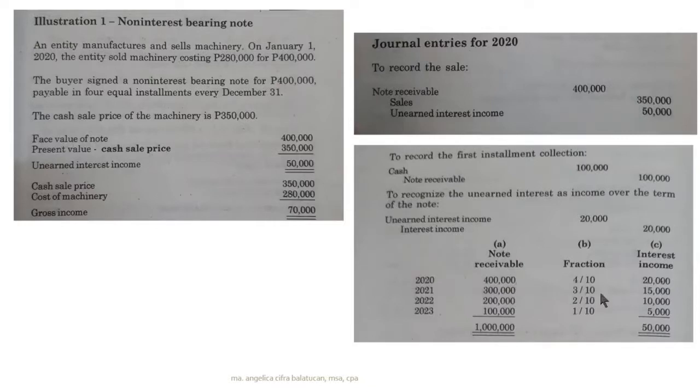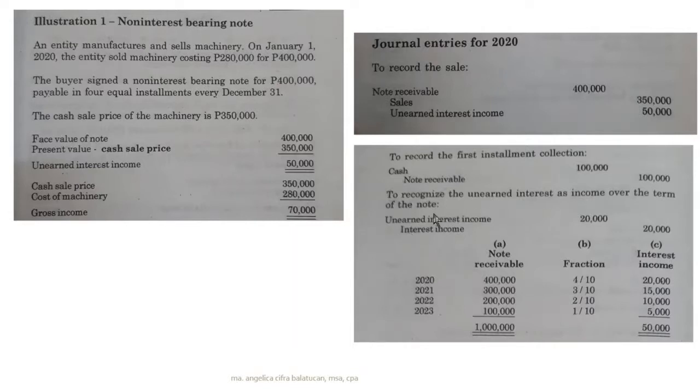And you will multiply this fraction by the unearned interest income of 50,000. So 50,000 times 4 over 10 would be 20,000. Times 3 over 10, that's 15,000. Times 2 over 10, that's 10,000. And 50,000 times 1 over 10 would be 5,000.